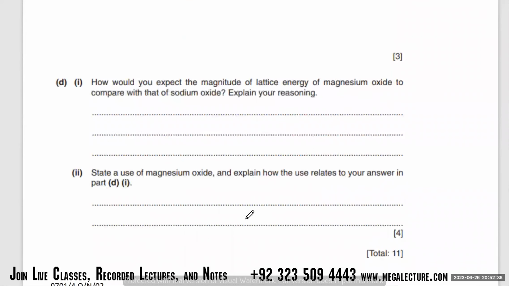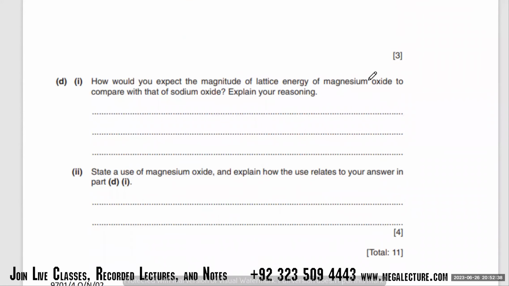Okay, let's try another one. Tell me, magnesium oxide or sodium oxide, who's the stronger lattice? Whose charge is greater? The charge is greater for Mg. Na is +1. So not only does Mg have a higher charge, but at the same time, it also has the smaller ion.